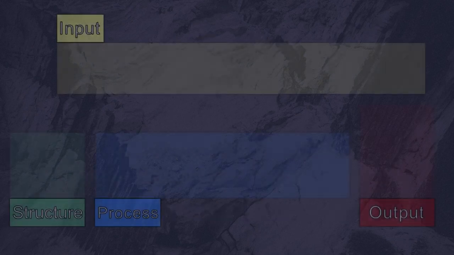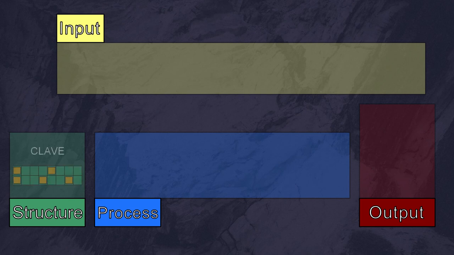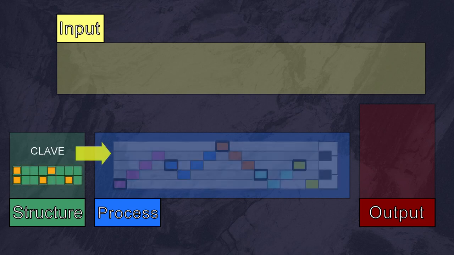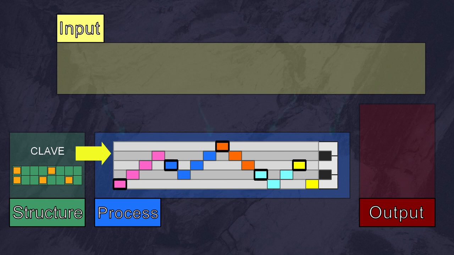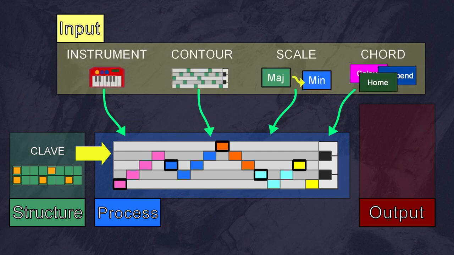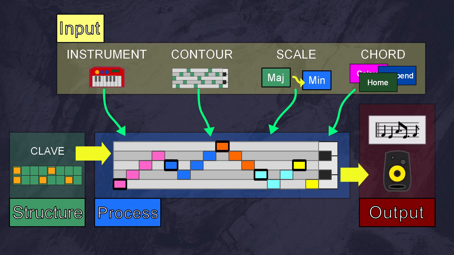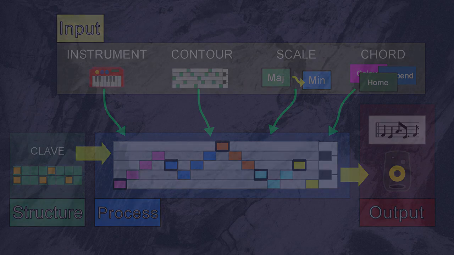So let's quickly recap. We're using the clave as our structure so that we know where to put everything. Then we're populating it with inputs that we can describe in simple music theory terms. And then we're sending it to the instruments to make sound. Thus concludes my explanation of how I create musical patterns.